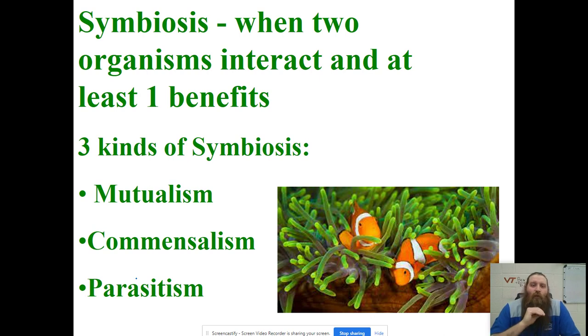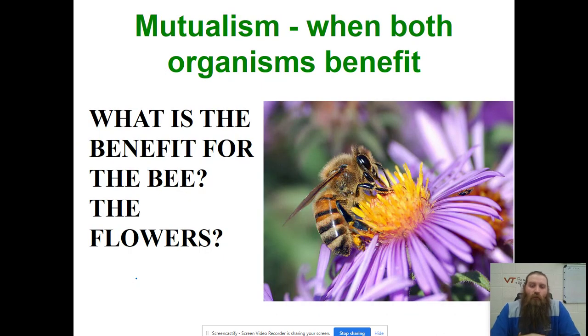Symbiosis is defined as when two organisms interact and at least one of those organisms benefits. So mutualism, commensalism, and parasitism are the three kinds of symbiosis. Now, in a predator-prey relationship, definitely the predator benefits, definitely the prey doesn't benefit, but we don't typically put those into the symbiosis category. It's just these three. So leave predation out. So what's mutualism? Let's start with the first one.